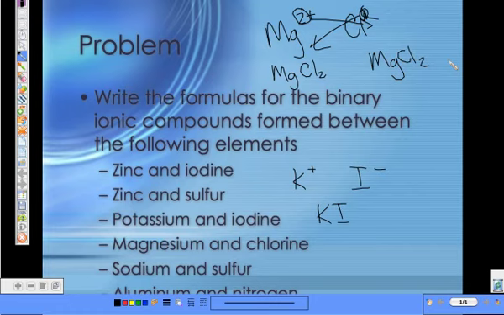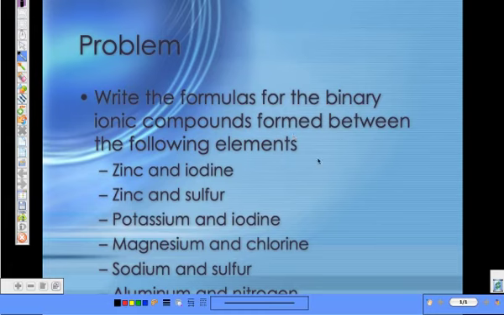How about sodium and sulfur? Sodium has what charge? And sulfur or sulfide, 2 minus. So this time, how many sodiums do we need to balance out sulfur? 2. So we'd have Na2S. Or if we cross over the charges, the 2 would come down here, the 1 comes down here, we still have Na2S. Questions on this so far?